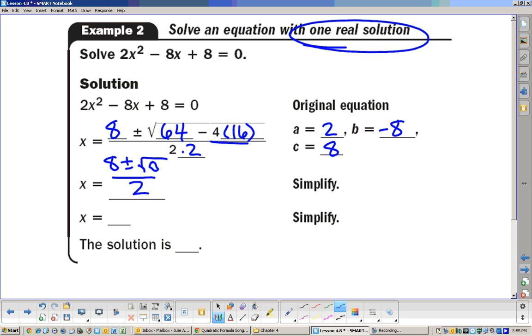Because that square root is 0, I don't have two things to add to 8 to get 2 answers. I'm only going to get one answer. And that's what's going to happen anytime you have one real solution. The number under the roof is going to be 0, and therefore the only solution to this one, excuse me, this should be a 4 on the bottom here. Oh, yep, see how well this is working? The only solution to this one is 2.